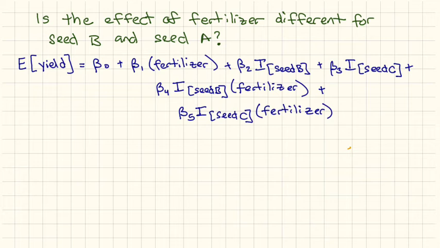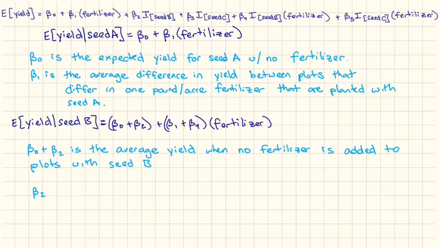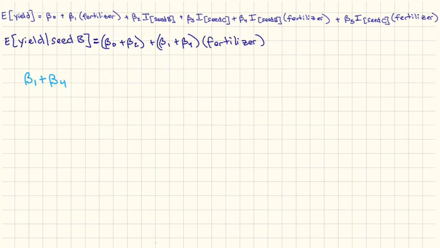So let's go back to our question. Is the effect of fertilizer different for seed A and seed B? Well, to see if the effect of fertilizer is different, we could compare the beta 1 to the beta 1 plus the beta 4, right? So if beta 4 is 0, then the effect of fertilizer is going to be the same. So that's what we're going to test.